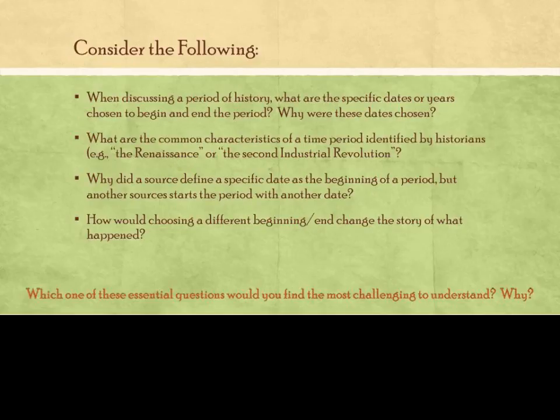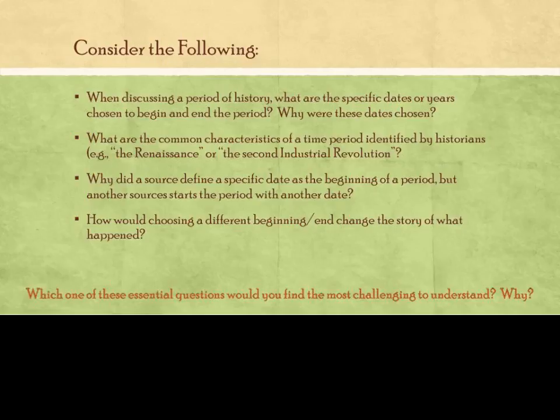And when you're trying to determine periodization and where something falls and why a period is over at a particular date and why another period begins at that date, some of the things you should consider: what are the specific dates or years chosen to begin and end the period? Why were these dates chosen? What are the common characteristics of a time period, as identified by historians? For example, the Renaissance or the Second Industrial Revolution, the Agricultural Revolution, and so forth.